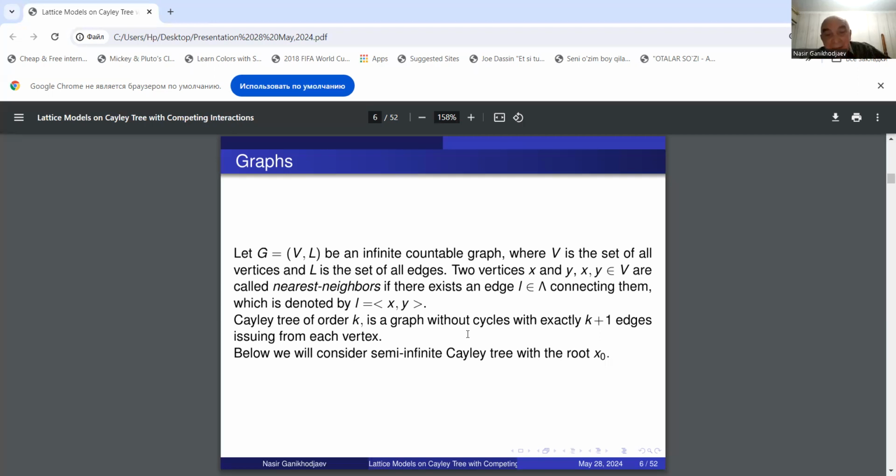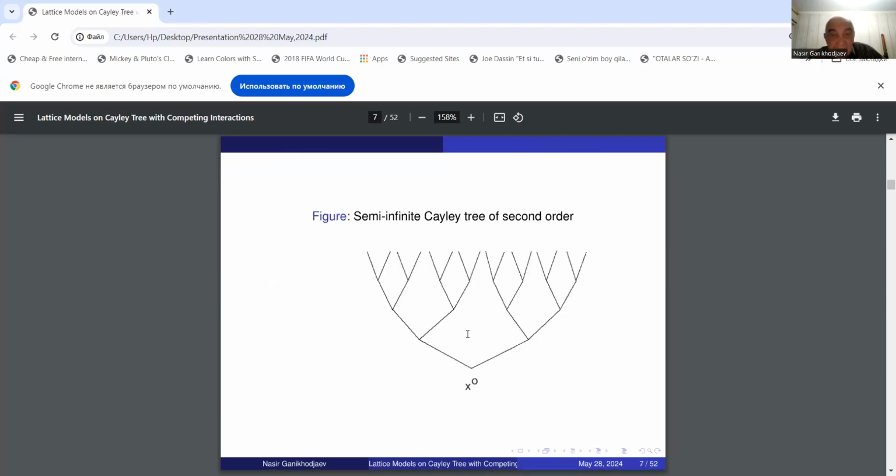Or, more convenient for exact solution, the Kelly tree. The Kelly tree of order k is a graph without cycles with exactly k+1 edges issuing from each vertex. In this picture, I consider the semi-infinite Kelly tree of second order. Here x0 is the root of this tree, and from each vertex except the root we have three edges.